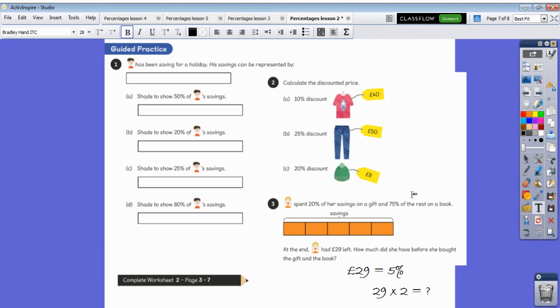Once you've completed the guided practice, move on to worksheet 2 and then the maths no problem.